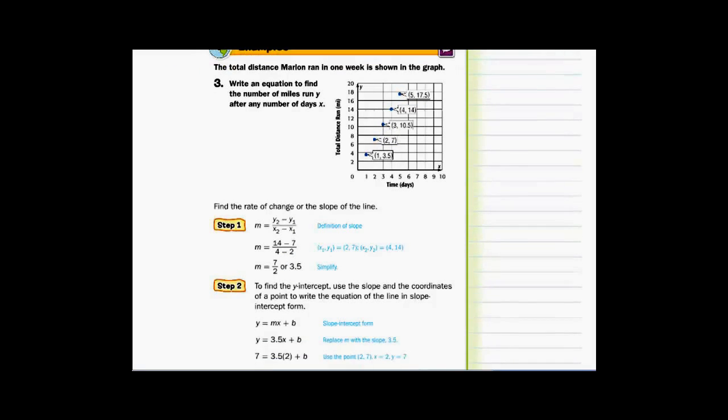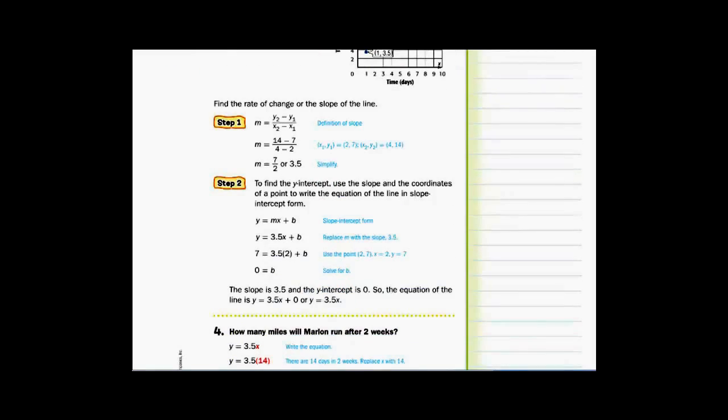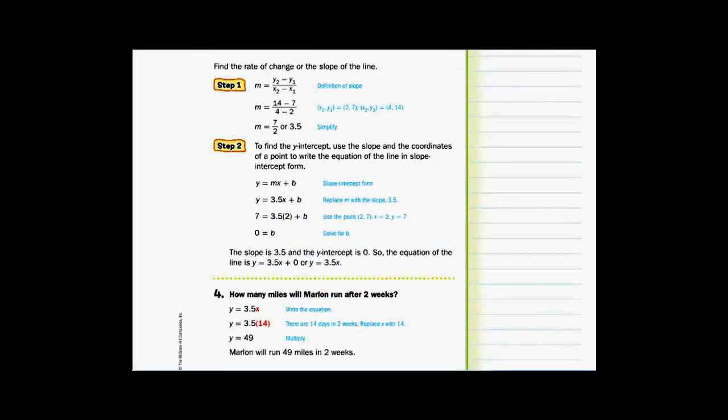That's going down here a little bit. So that's my equation: y equals 3.5x. I said 3/5, and I didn't really mean to say that. Sorry, it's 3.5. Okay, so find out how many miles Marion runs after 2 weeks.